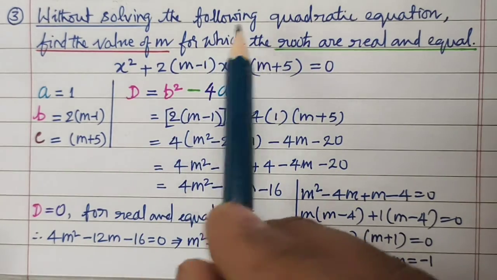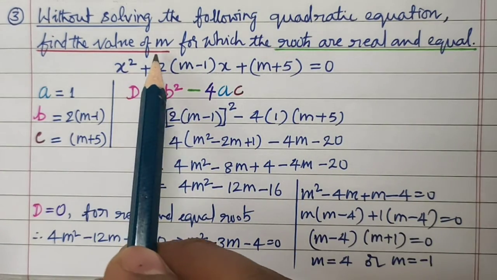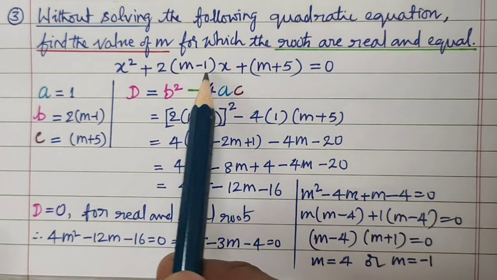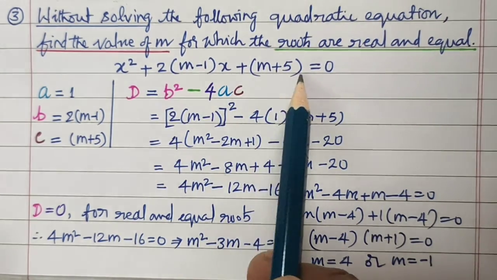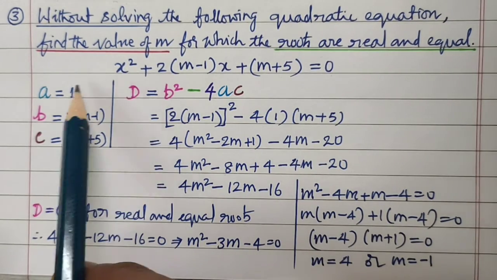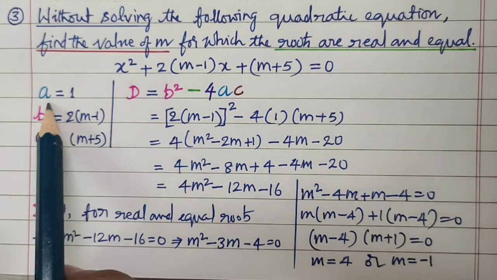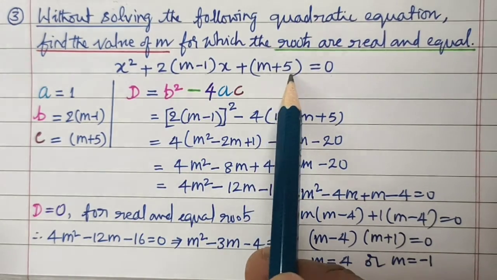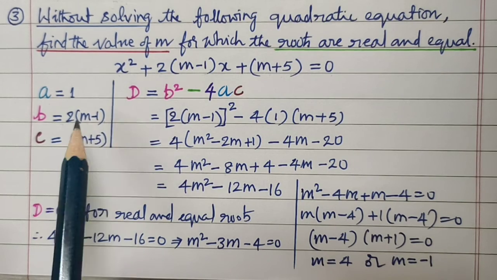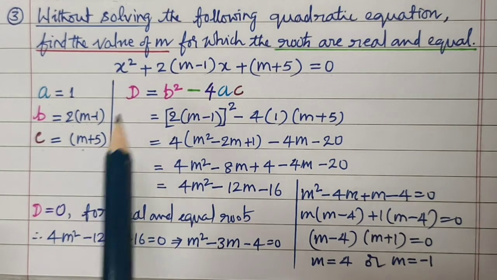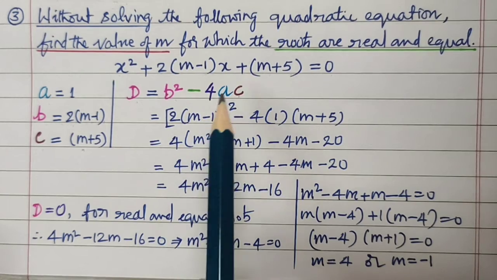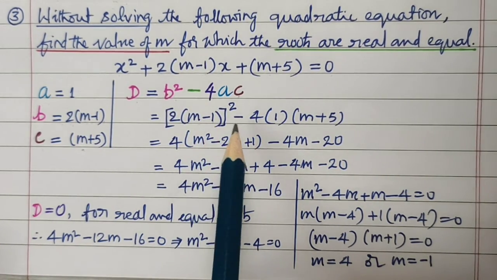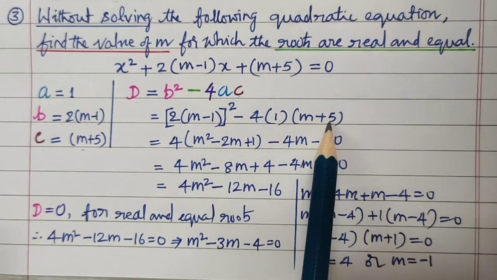Without solving the following quadratic equation, find the value of m for which the roots are real and equal. x square plus 2 into (m minus 1) into x plus (m plus 5) is equal to 0. So write down the values of a, b, c. Here a is equal to 1, b is equal to 2 into (m minus 1), and c is equal to m plus 5. D is equal to b square minus 4ac. In place of b we have 2 into (m minus 1), whole square, minus 4 into a which is 1, into c which is m plus 5.